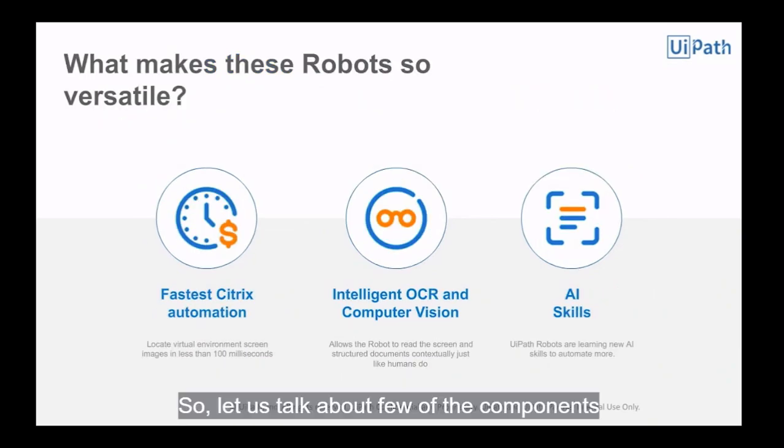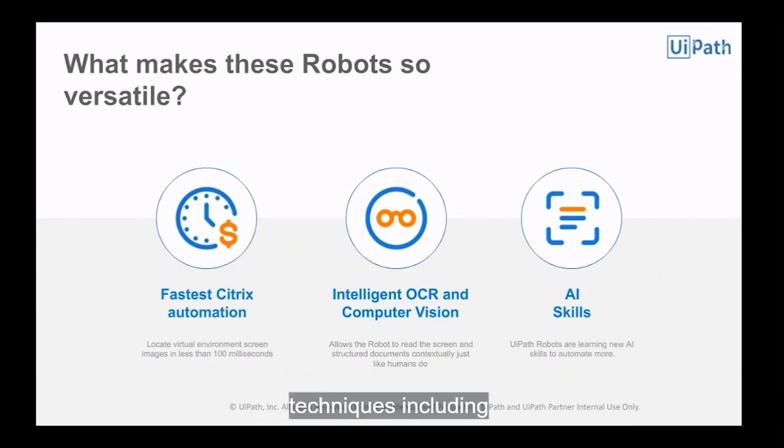So let's talk about a few of the components in terms of the technology behind our robots. The three things we want to cover here. First one is Citrix automation. Now, many customers that automate business processes have those processes running in virtualized environments, and the most popular in this space is Citrix. Our robots are uniquely able to automate Citrix environments using a number of different techniques, including computer vision, or the ability to read images on the screen and do so very quickly. So we have the fastest and most robust Citrix automation.